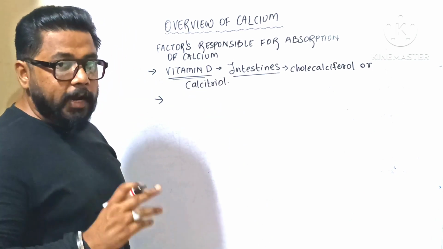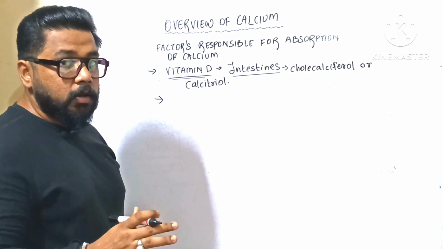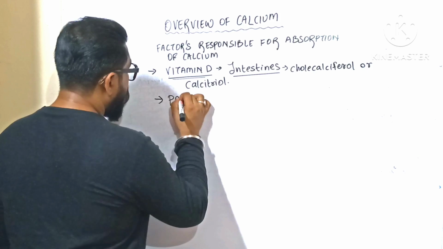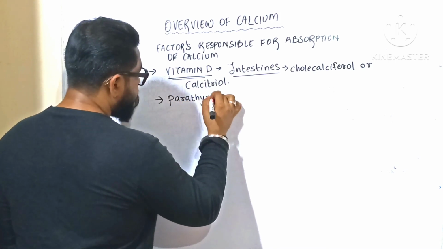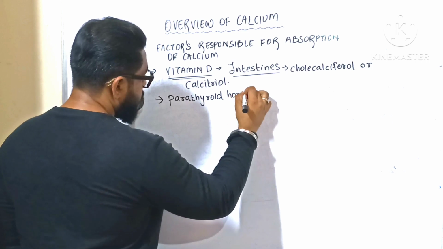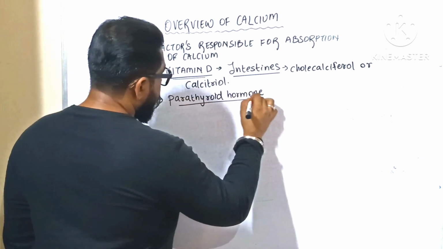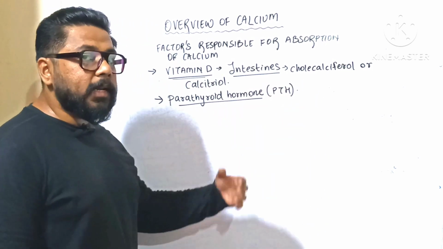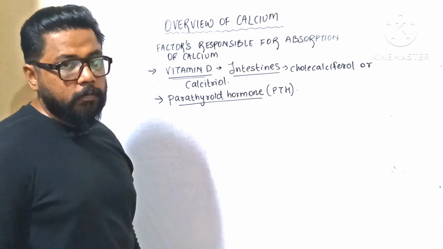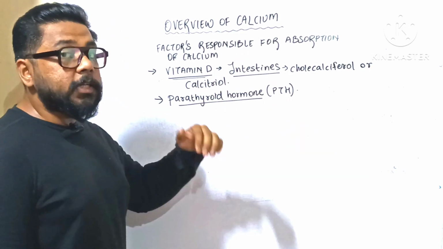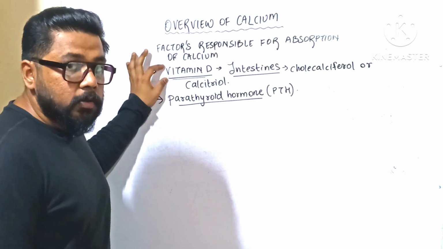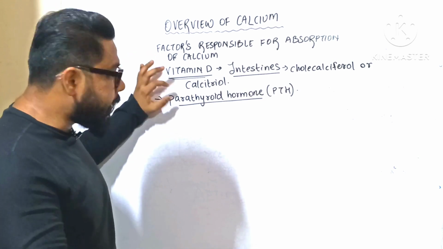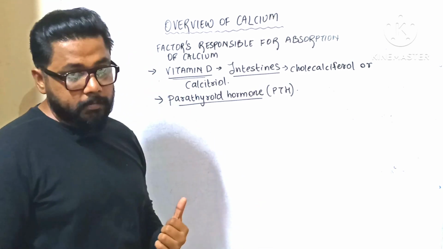What is the second factor which is responsible for the increase in the absorption of the calcium? That is called parathyroid hormone, which is also called PTH. Now parathyroid hormone indirectly helps in increasing the absorption of the calcium, because parathyroid hormone stimulates the production of vitamin D. So if the parathyroid hormone stimulates the production of vitamin D, by default it is going to help in the absorption of the calcium.